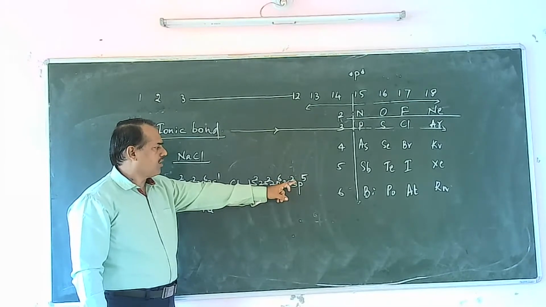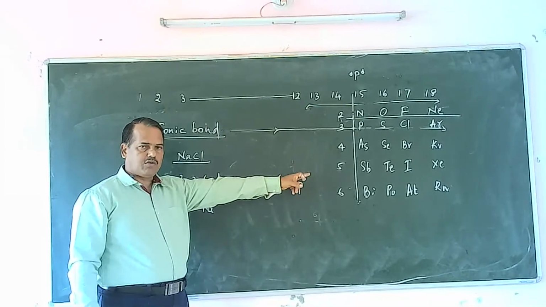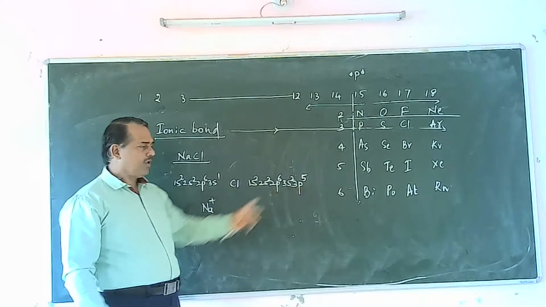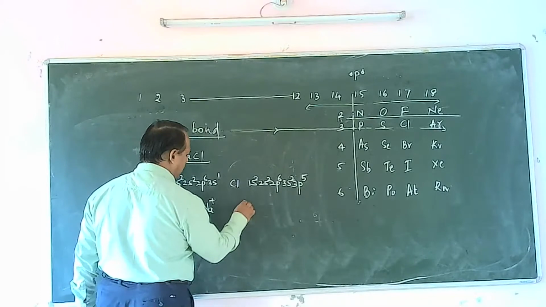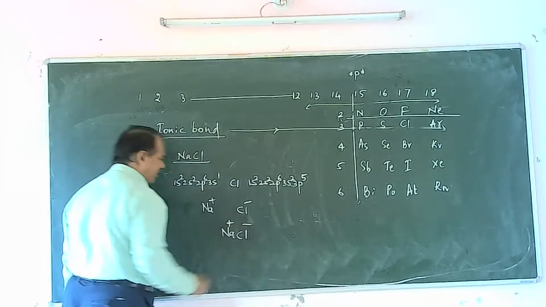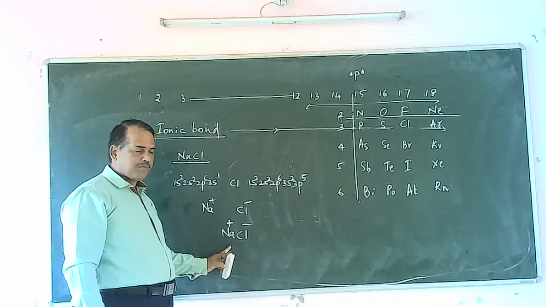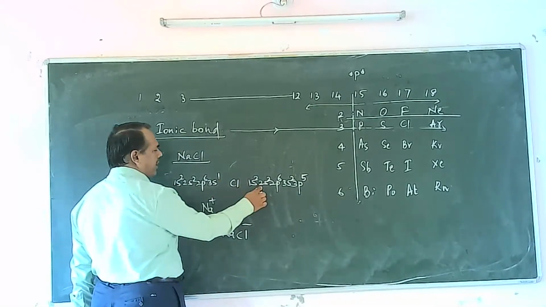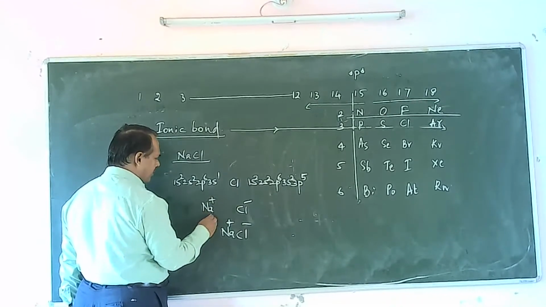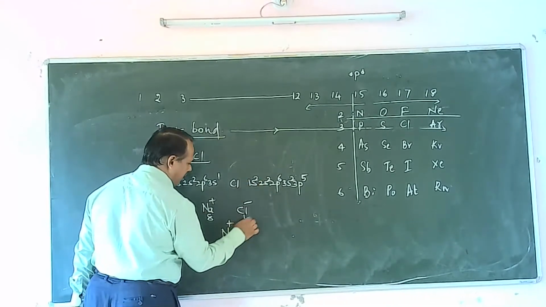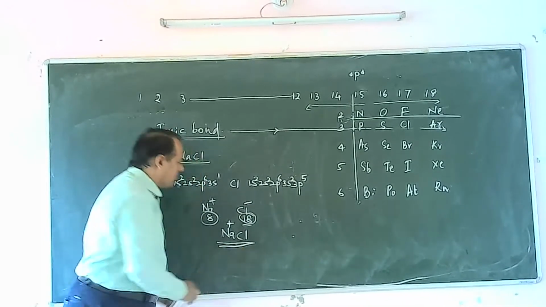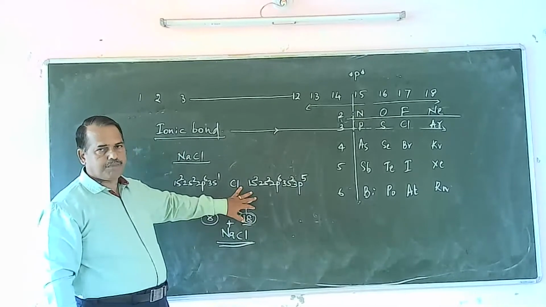The chlorine atom has outermost electronic configuration 3s2, 3p5. See, only one electron is required to attain the noble gas configuration. So it can easily receive one electron. So we have the Cl minus, and we have the ionic solid, which is sodium chloride. You go through the electronic configurations of these: one attains the noble gas configuration here, and the other attains it there. Therefore, all ionic solids are stable.